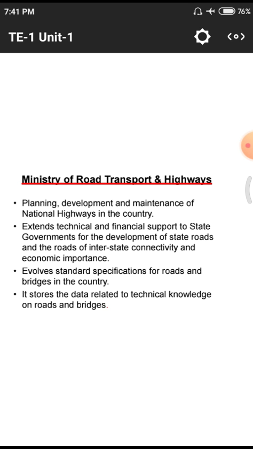Next one, it stores the data related to technical knowledge on roads and bridges. That means for every year, what roads we have developed, what amount of restoration we have done, what amount of maintenance we have done, all that data can be maintained by using different logbooks and others. They need to store that data in the form of paper proof, so that whenever an audit is going on for the projects, they can show their documentary proof to the officers.